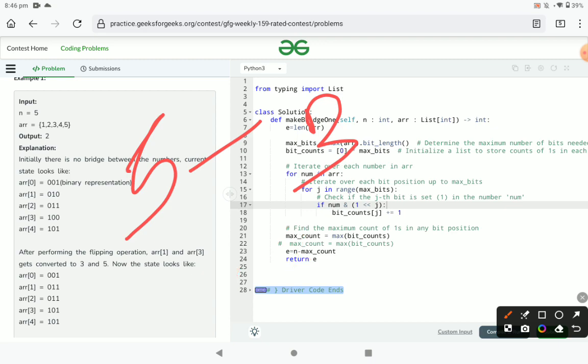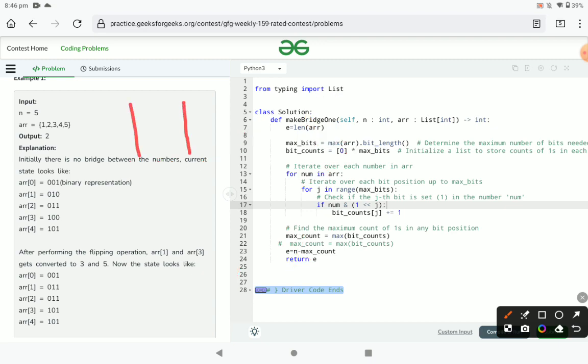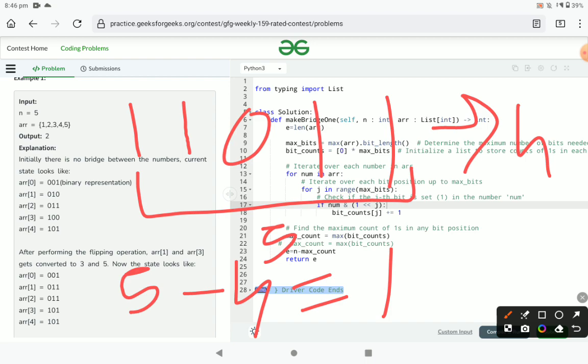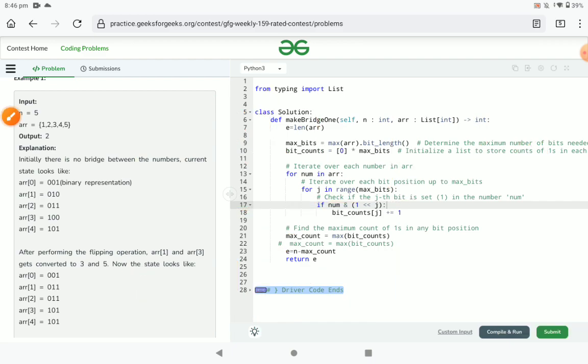Okay, let's understand the logic behind this. It's 1 1 0 1 1. The number of ones is 4 and the total count of numbers is 5. So 5 minus 4 equals 1. Basically we have to perform one operation to replace this 0. This is the basic logic behind this.